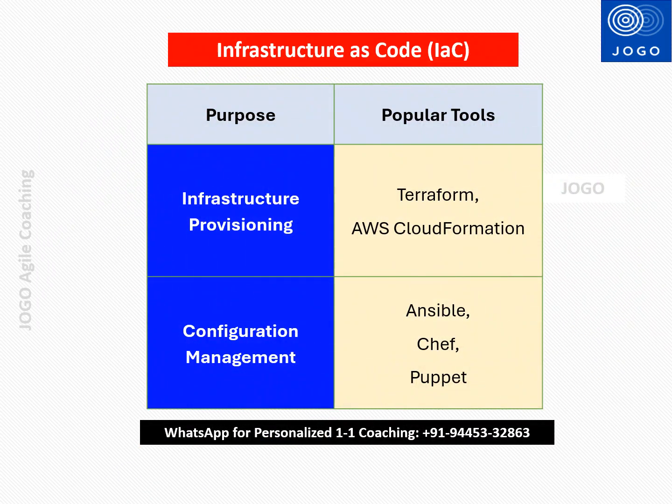The next stage in the DevOps lifecycle is infrastructure as code, also called IaC. The purpose of this phase is infrastructure provisioning and configuration management. Popular tools used for this stage are Terraform, AWS CloudFormation, Ansible, Chef, and Puppet. These are all scripting tools that help to pre-configure all the requirements to provide the infrastructure and the configuration for the new machines or the developers. Hope this is helpful to you.